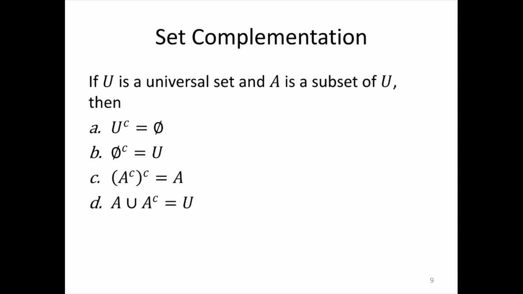If we take the complement of a complement, it will go back to the original set. And if we take the union of A and its complement, it will be equal to the universal set, of course. But if we take the intersection of A and its complement, it will be equal to the empty set, because this intersection doesn't have a common element.